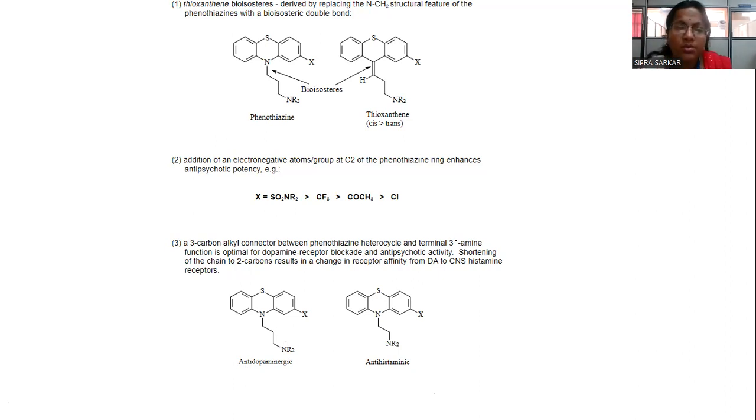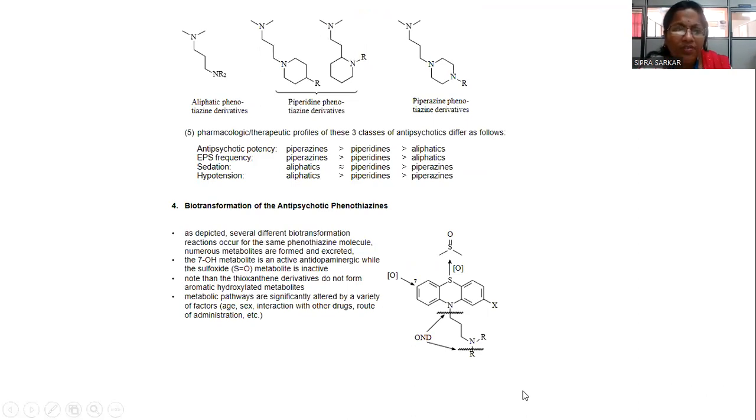That means the dopamine action has to be stopped. Shortening of the chain to 2 carbons results in a change in the receptor activity from dopamine to CNS histamine receptor. Okay, so anti-adrenergic, anti-dopaminergic drugs are there, and antihistaminic drugs. There are different categories: aliphatic phenothiazine derivatives, piperidine phenothiazine derivatives, and piperazine phenothiazine derivatives. The pharmacological and therapeutic profile of these 3 classes of antipsychotics is as follows. Like antipsychotic potency, piperazine is more than piperidine and aliphatic. These are the different properties. Aliphatic drugs produce more hypotension than the piperazines.